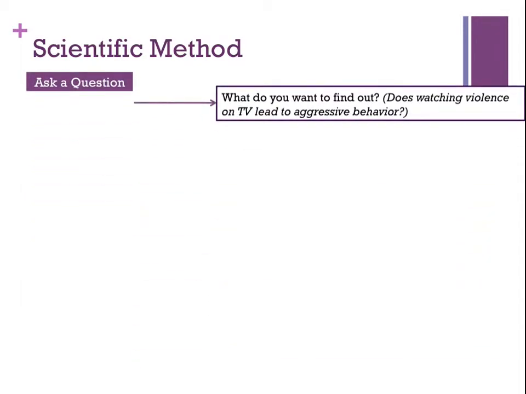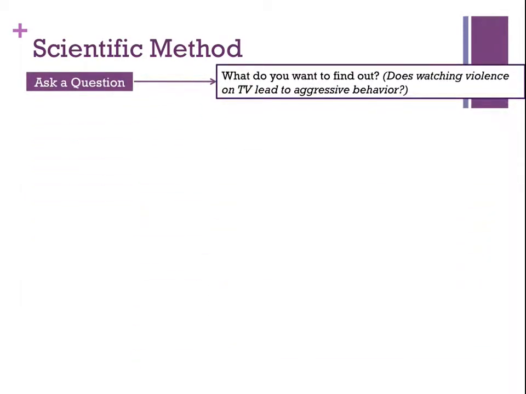Okay, our next essential statement is dealing with the scientific method. So the process that psychologists go through to determine the behaviors of people. So first they ask a question. Okay, what do you want to find out? Okay, what is maybe occurring that you're trying to look a little bit more into? So for example, does watching violence on TV lead to aggressive behavior?